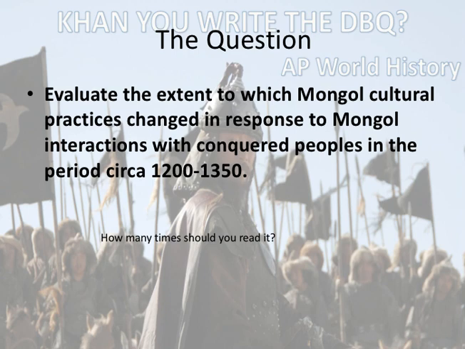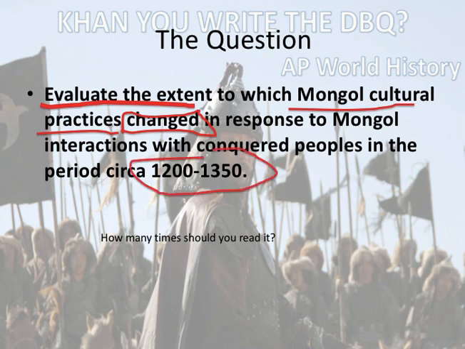So when I read it and annotate it, it'll look something like this. Evaluate the extent, which just means how much, to which Mongol cultural practices changed in response to Mongol interactions with conquered people in the period circa 1200 to 1350. There is my annotated question. I have identified the historical thinking skill, I have identified the theme, cultural practices, and what they want me to do with it, what extent or how much. So basically, they're asking me how much the Mongols changed because of their interactions with other people.